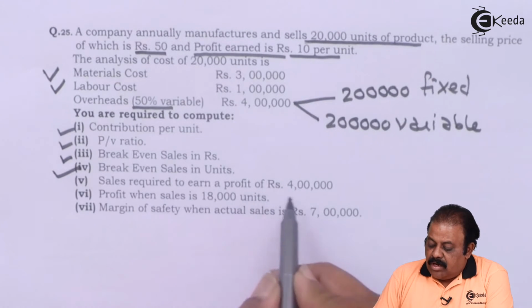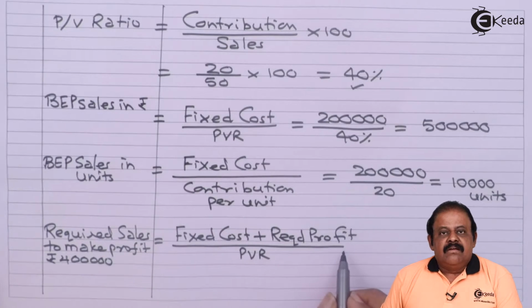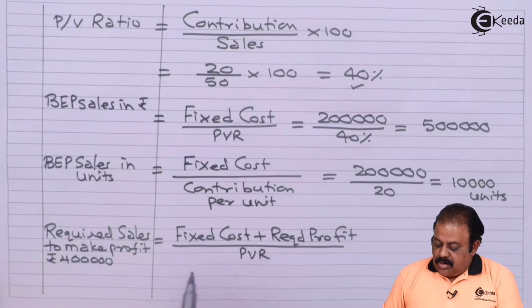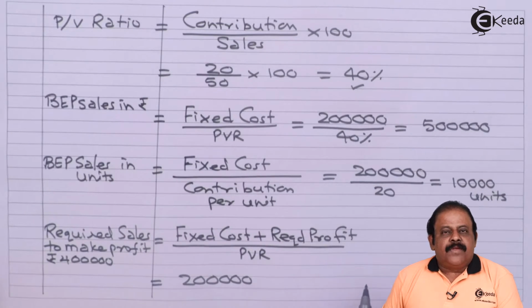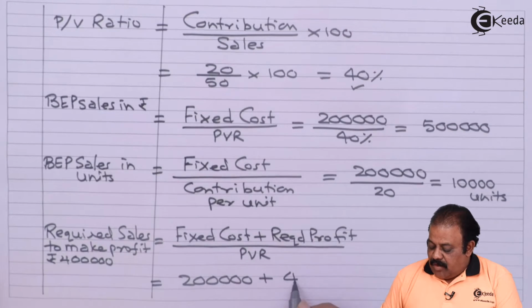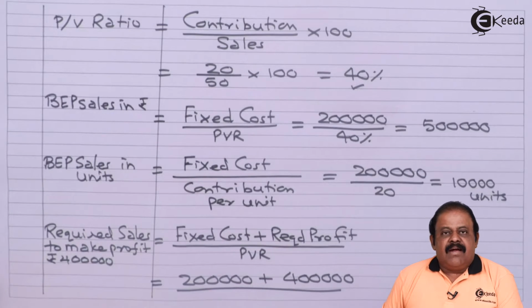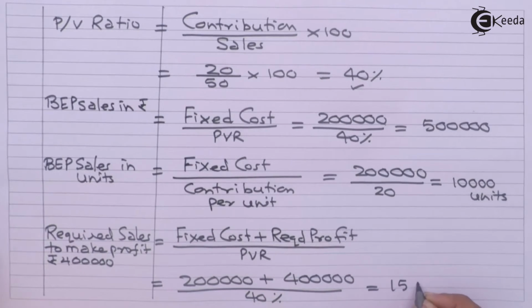Now sales required to earn profit of rupees 4 lakhs. Fixed cost plus required profit divided by profit volume ratio. This is the formula we are required to use to find out required sales to earn a particular amount of profit. Fixed cost rupees 2 lakhs. We need profit of 4 lakhs, divided by PVR 40%. So it comes to 15 lakhs. So sales required is 15 lakhs to make profit of 4 lakhs.